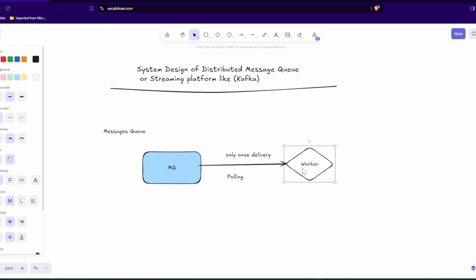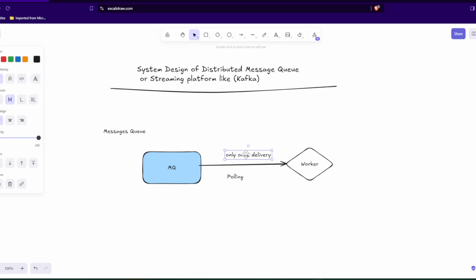Polling is a responsibility of the worker. In case I am writing, suppose, a simple console application or any kind of worker process, that worker process will keep on looking into the message queue, saying, hey, do you have something for me, do you have something for me, and from that queue it will keep on dequeuing one by one. So what are the primary things here? As you can see, only once delivery is a very important part of this.